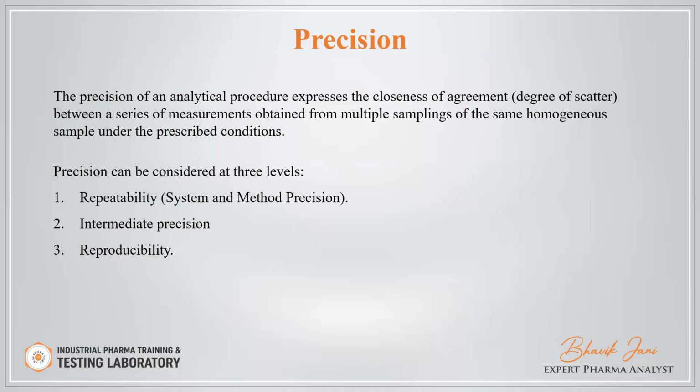Now the precision. The precision of the analytical procedure is expressed as the closeness of the agreement between a series of measurements obtained from multiple sampling of the same homogeneous sample under the prescribed condition. So there are three types of precision. One, the repeatability, which means system precision or method precision, intermediate precision, and reproducibility.